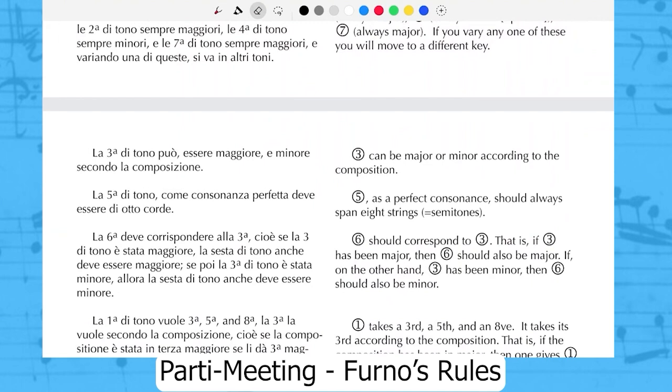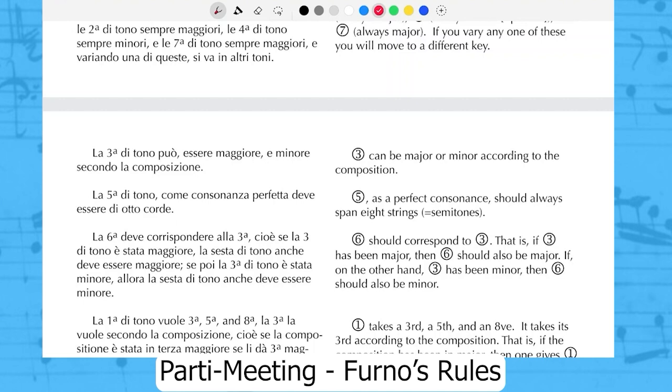Okay, you can continue reading. 3 can be major or minor according to the composition. 5, as a perfect consonance, should always span 8 strings or semitones. 6 should correspond to 3. That is, if 3 has been major, then 6 should also be major. If, on the other hand, 3 has been minor, then 6 should also be minor.